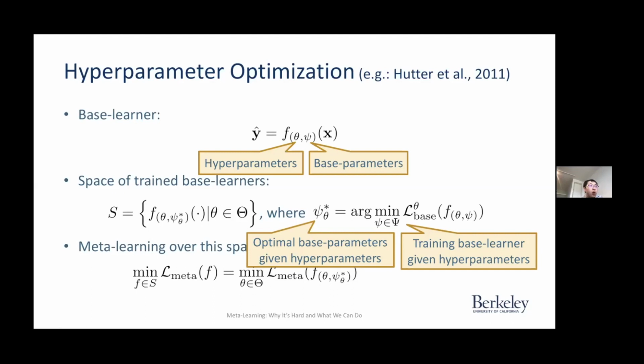I guess one other, so I'm going to talk about this a bit later on. I'm going to be talking about learning optimization algorithms, for example. At the meta level, we might care more about the convergence speed of the optimization algorithm, whereas at the base level, we actually just want to minimize the loss.